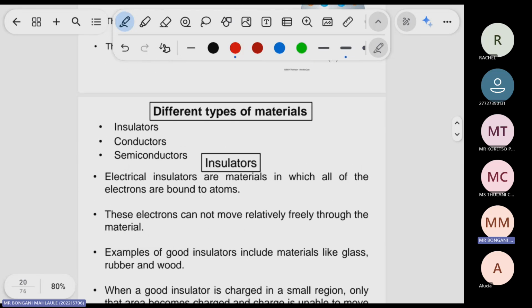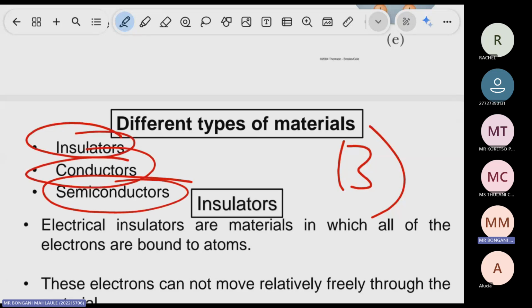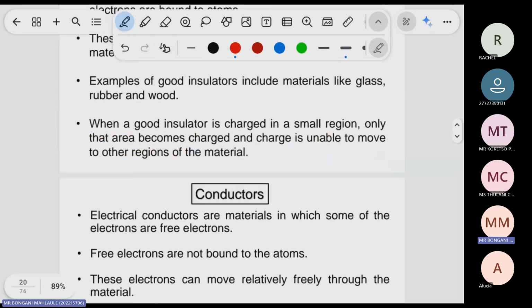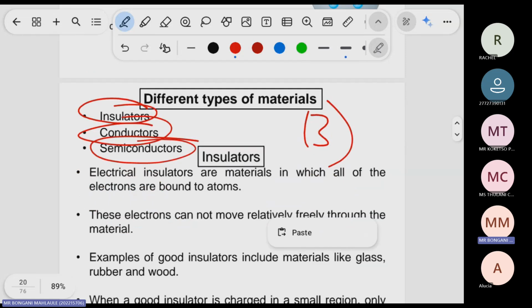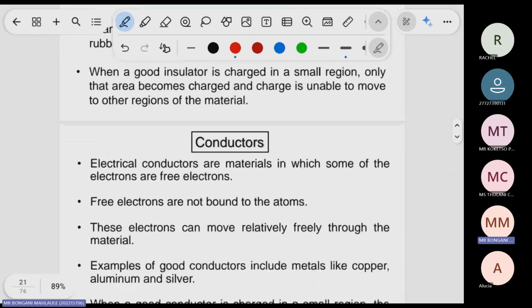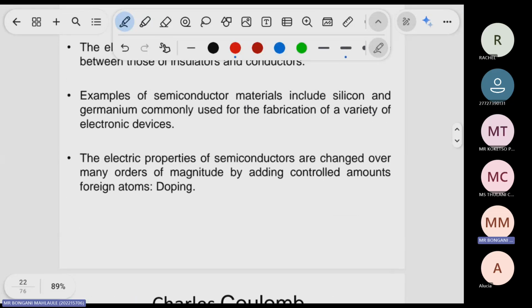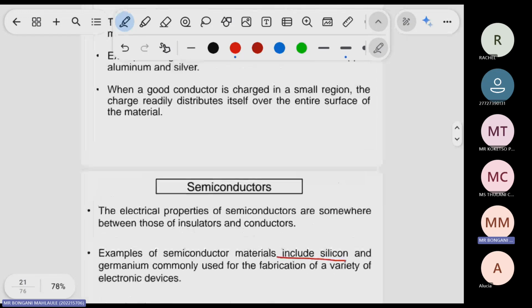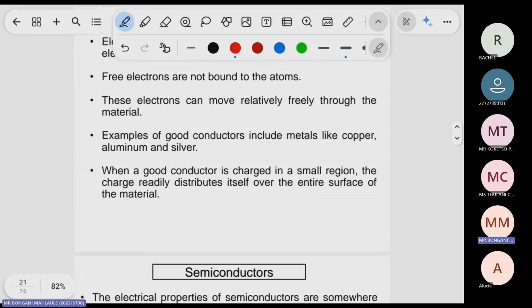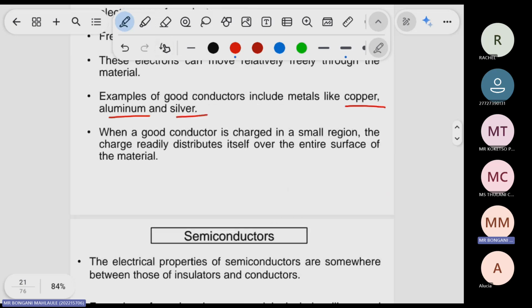So I've got different types of materials. Even these ones you must know. There are three as well. You have insulators, conductors, and semiconductors. So you'll check the differences, right? I think all of you know what an insulator, conductor, and semiconductor are. Let me see if they give examples. Yeah, they even give examples. With semiconductors, we're talking about silicon. Then with conductors, copper, aluminum, and silver, right?